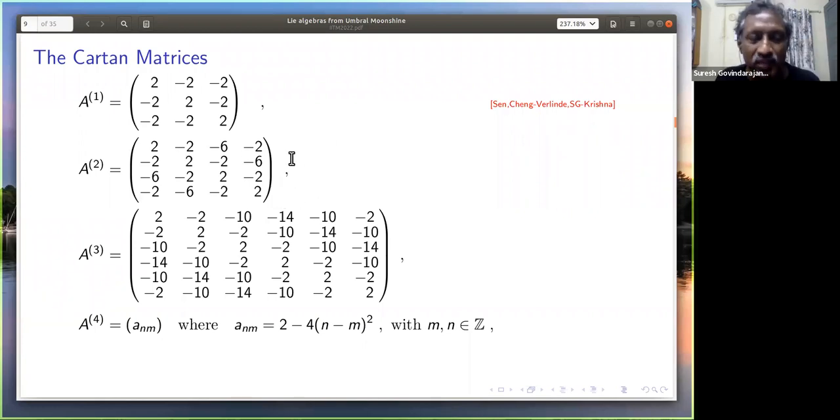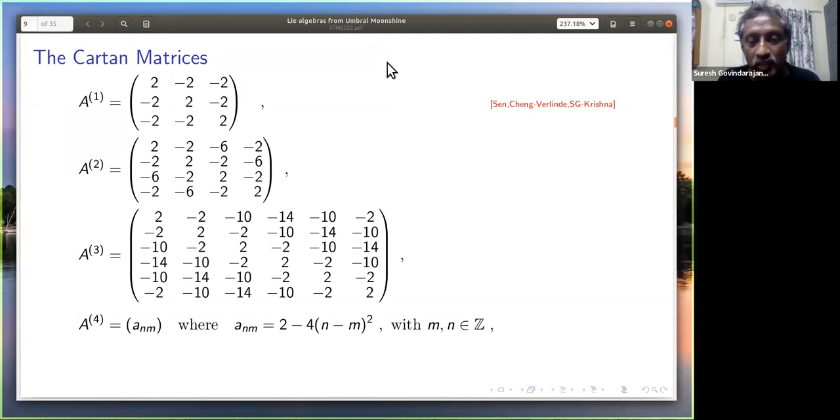And it's very easy to check what that is. So again, you see it's 2, minus 2, minus 6, 2, and you do a cyclic permutation, you get these things. Similarly, A3 is a 6 by 6 matrix, and it's also rank 3. So that means it has 3 null vectors. But starting from A4, what happens is that you get infinite vectors. So now M and N become infinity.